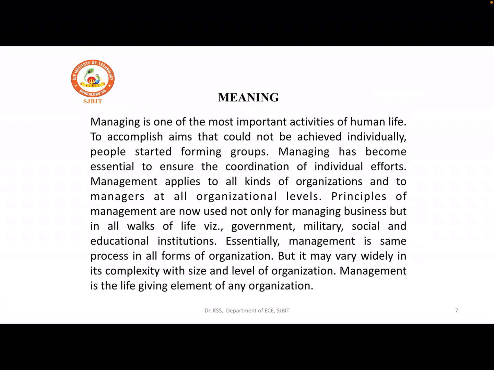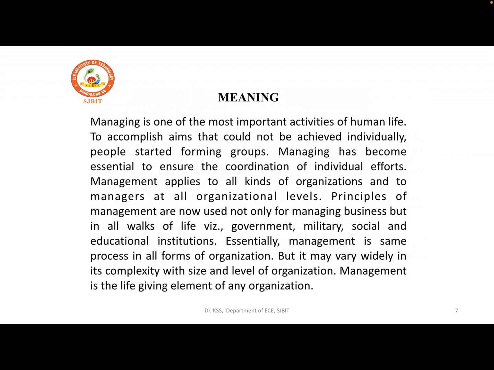Managing has become essential to ensure the coordination of individual efforts. Management applies to all kinds of organizations and to managers at all organization levels. Principles of management are now used not only for managing business, but in all walks of life. For example, in government, military, social and educational institutions, management is required. Management is a must, and good management is a must.